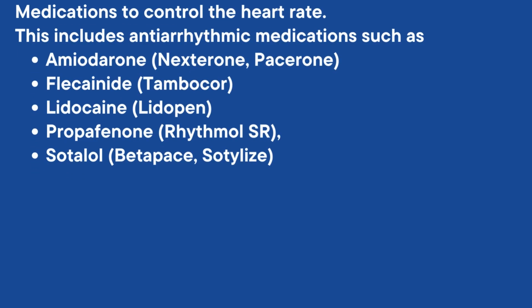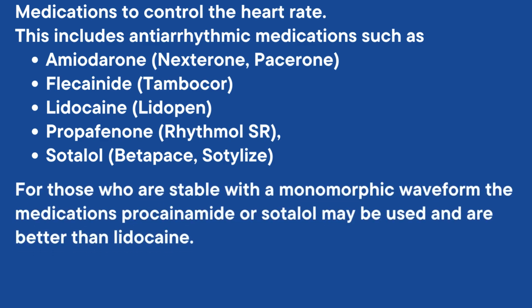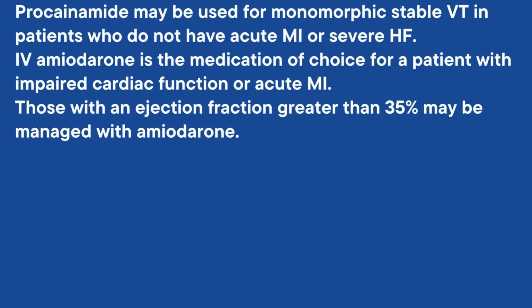These include antiarrhythmic medications such as amiodarone, flecainide, lidocaine, propafenone, or sotalol. For those who are stable with monomorphic waveform, the medication procainamide or sotalol may be used and are better than lidocaine. Evidence does not show that amiodarone is better than procainamide. Procainamide may be used for monomorphic stable VT in patients who do not have acute MI or severe heart failure. IV amiodarone is a medication of choice for a patient with impaired cardiac function or acute MI. Those with an ejection fraction greater than 35% may be managed with amiodarone.